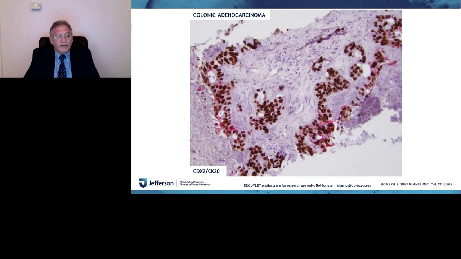Another example of a double stain is the CDX2 and CK20, widely used for identification of colonic adenocarcinoma. Again, CDX2, the brown, CK20, the red.